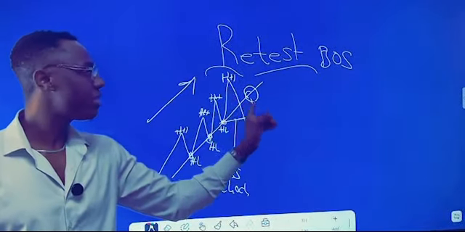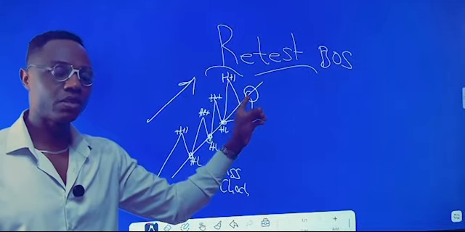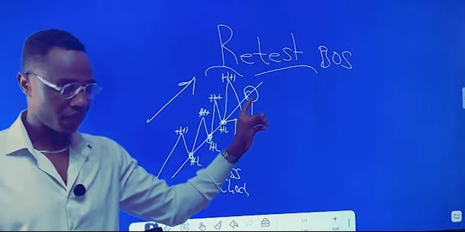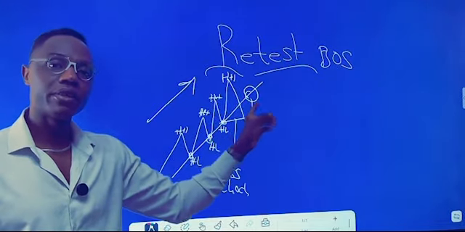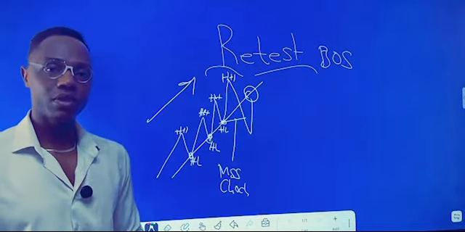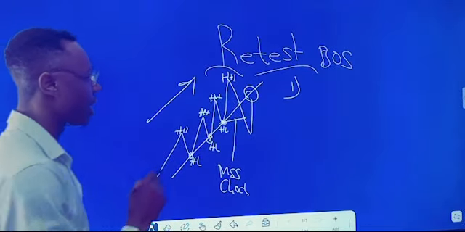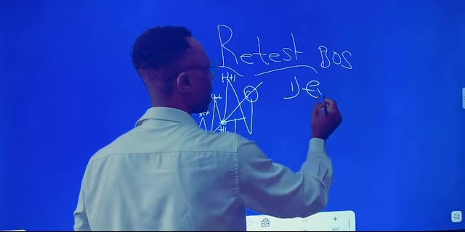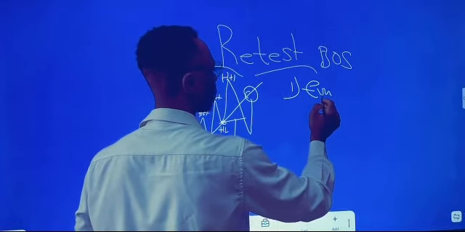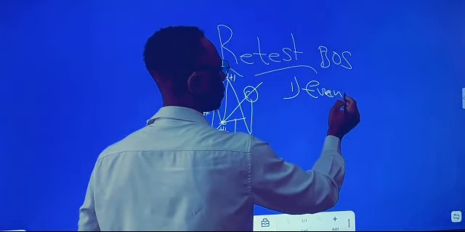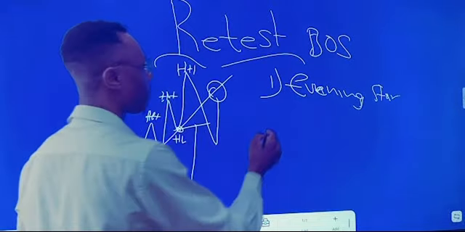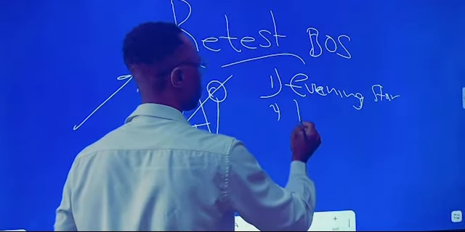You don't have to enter directly. You need to see your bearish candlestick formation at the retest zone. And what are the bearish formations? Evening star, and bearish engulfing.